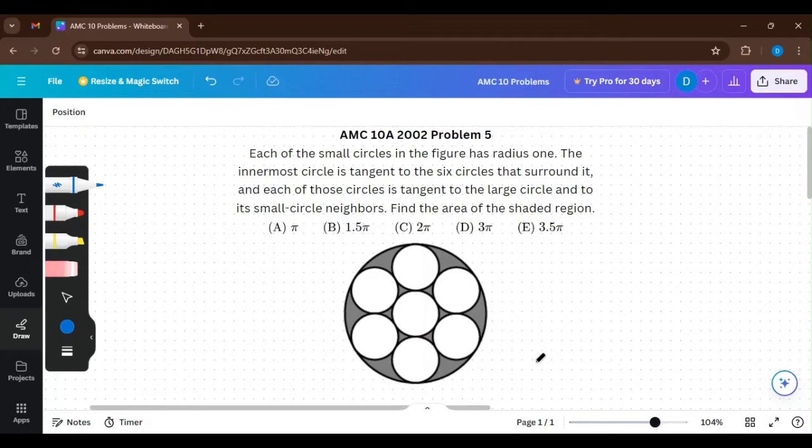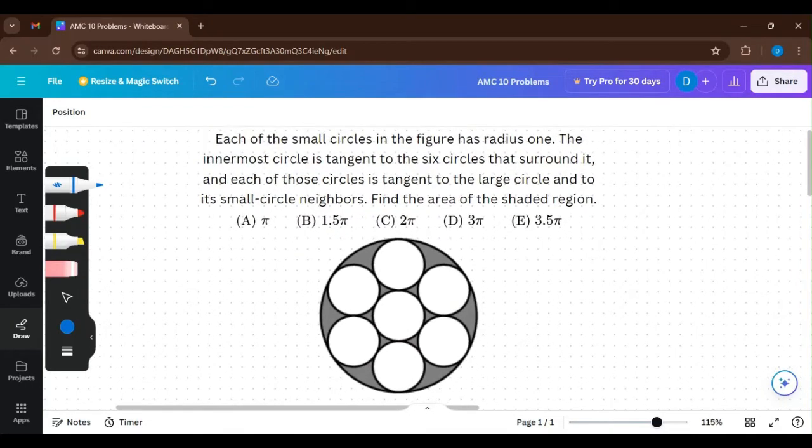So the figure is enlarged for you here, and the first sentence says each of the small circles in the figure has radius 1. So we can draw a center, and a radius of 1. So the center of the circle goes to the circumference in a straight line, and its length is 1. So diameter is just 2 radius. So we have a radius of 1, and a radius of 1.